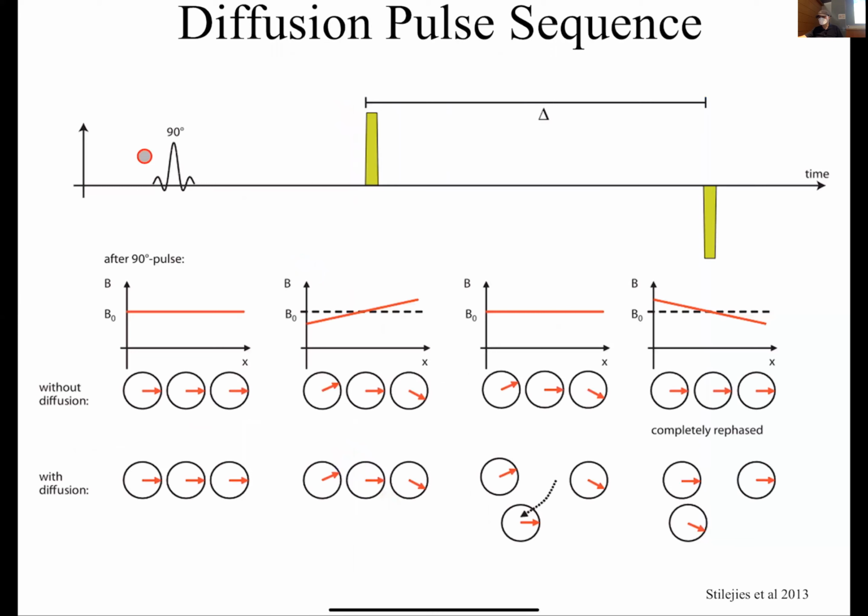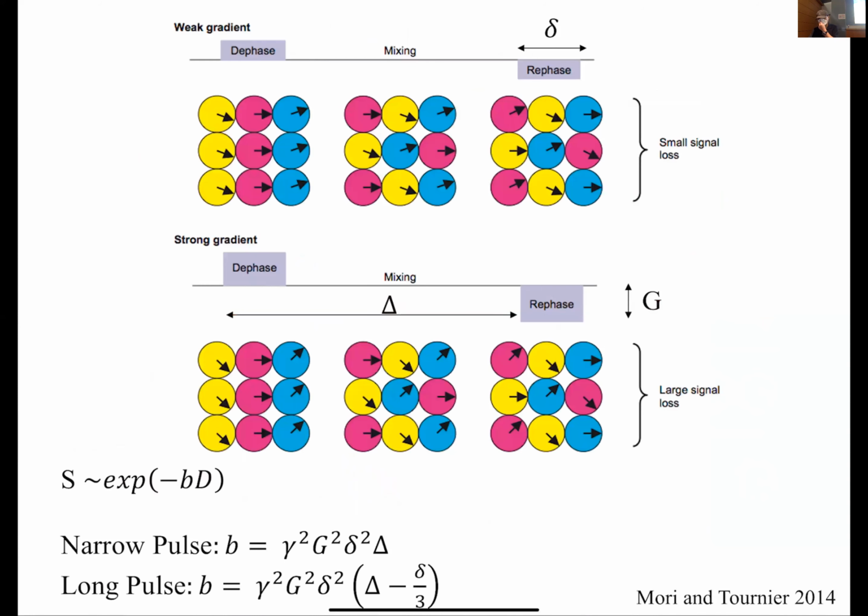So this is what a diffusion pulse sequence looks like. You apply your 90-degree pulse, you apply a gradient one way, you wait some amount of time for things to move around, and then you refocus it here. So anything that didn't move, these two things balance out, right? So they stay in phase. But if they moved around, they're going to get out of phase. And that's going to reduce your MRI signal. This is just another picture.